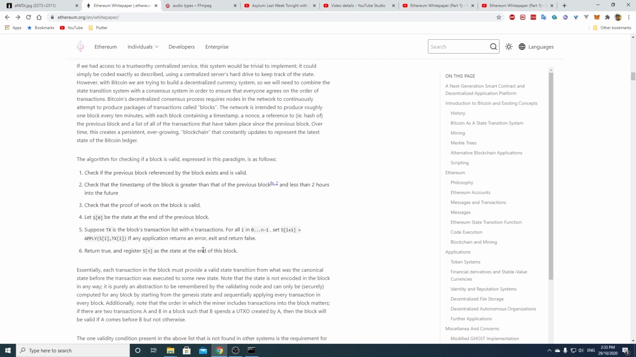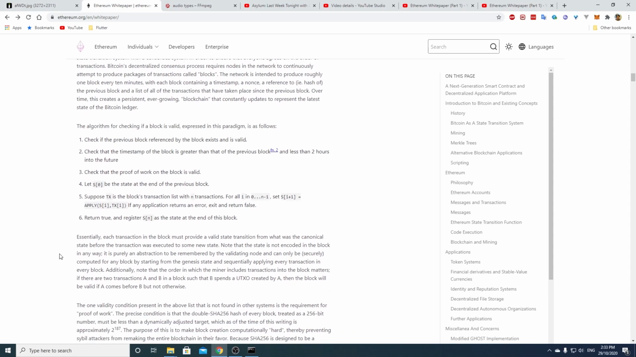So if everything went through, return true, and register the final state as SN, the state at the end of this block. Essentially, each transaction in the block must provide a valid state transition from what was the canonical state before the transaction was executed to some new state. Note that the state is not encoded in the block in any way. It is purely an abstraction to be remembered by the validating node and can only be securely computed for any block by starting from the genesis state and sequentially applying every transaction in every block.